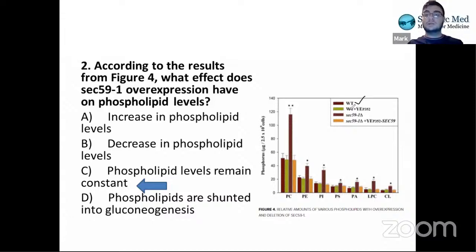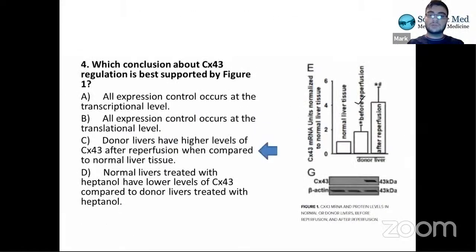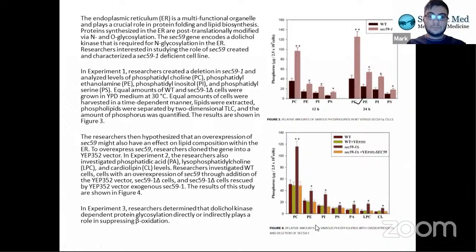Okay. The green is the wild type plus this YEP352 gene, right? And this was what we're looking at, that's the plasmid, right? So if you have that plasmid, that's what Sec59 overexpression is. I'll go back to the passage to show this even easier. Then overexpression might also have an effect, right? To overexpress Sec59, researchers clone the gene into this vector, right?